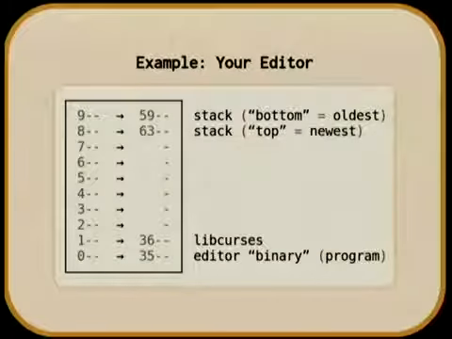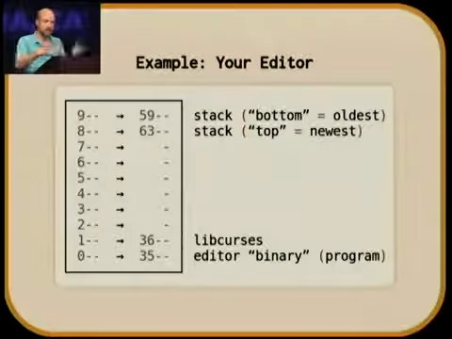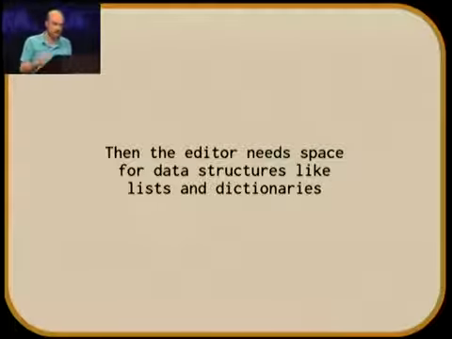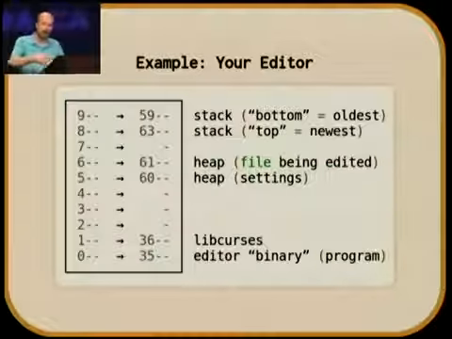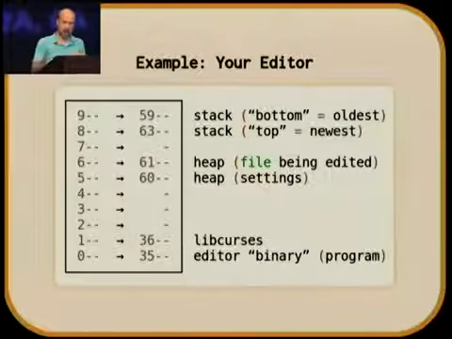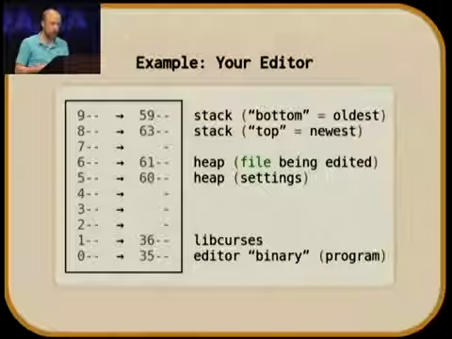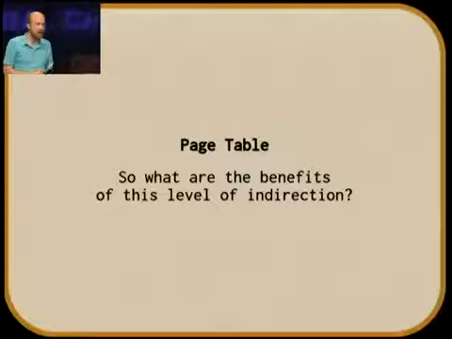Notice the fairly random numbers. They can be pulled from anywhere in RAM that there are free pages because the association is a completely free one. Now, your editor might then, as it starts up, need space for data structures, lists, dictionaries, buffers. It says, "I need more memory." The OS says, "Okay, have some." And you get another growing memory area called the heap, which instead of holding variables that go away when a function call returns, holds persistent data structures. For those of you new to Python, things like lists and dictionaries.